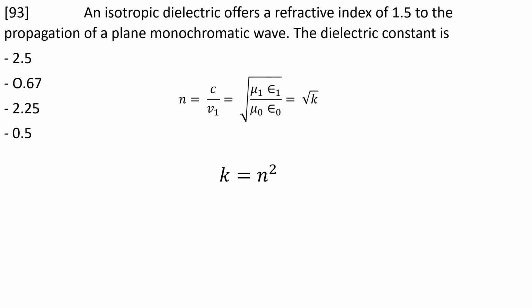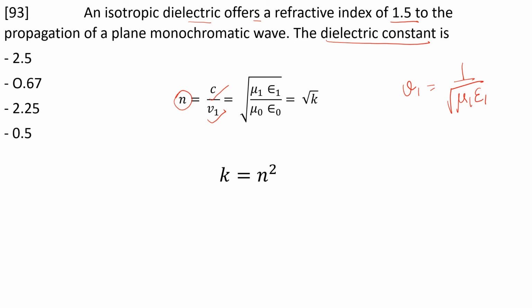An isotropic dielectric offers a refractive index of 1.5 to the propagation of a plane monochromatic wave. What is the dielectric constant? You know that the refractive index is nothing but the ratio of the speed of light to that of a medium. Now for any medium, the velocity is given by 1 by root of mu1 times epsilon1. So you can write the refractive index as root of mu1 epsilon1 divided by mu naught epsilon naught.